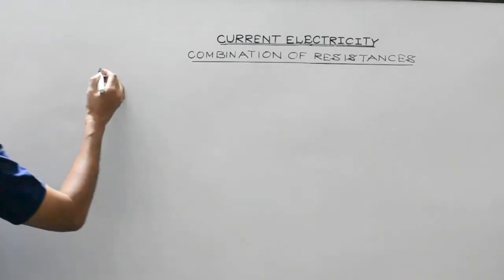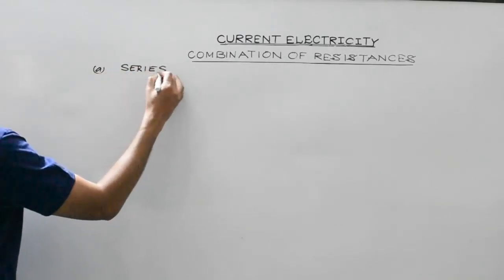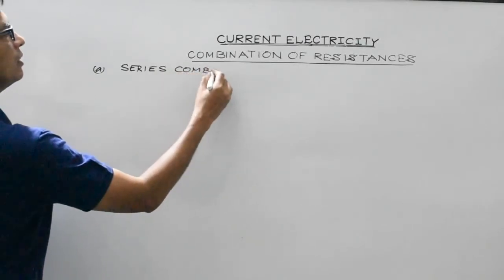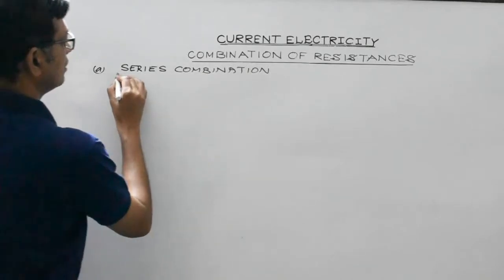So let's begin with the first case, that is when the resistors are connected in series. So we will discuss the series combination. Series combination of resistors.